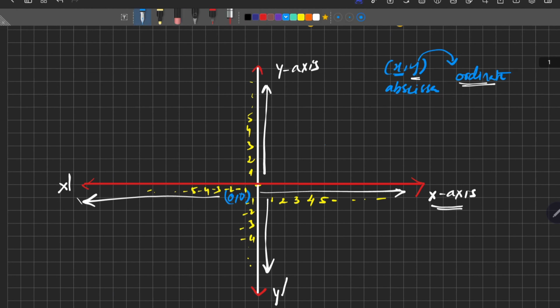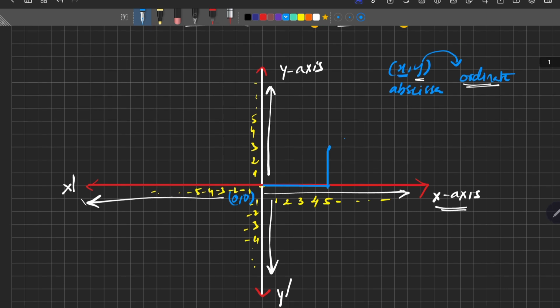If this is a location, just write this point as, so this is 5 units traveled from the y-axis and 3 units traveled from the x-axis. So this location is written as (5, 3). If I locate the point (5, 3) on a plane, 5, 3 means both are positive. So in the first quadrant both are positive, plus, plus.